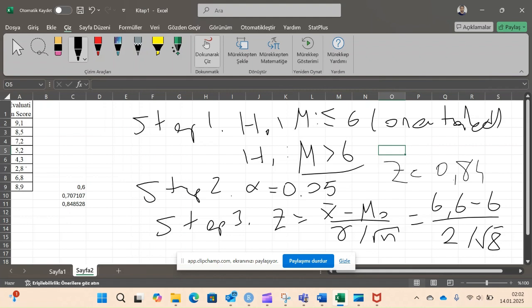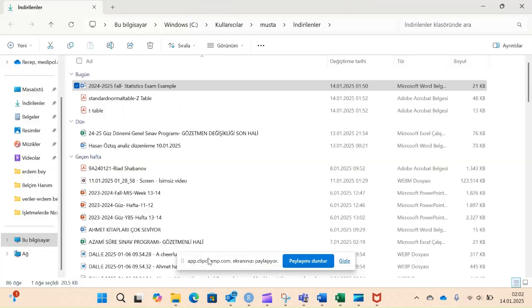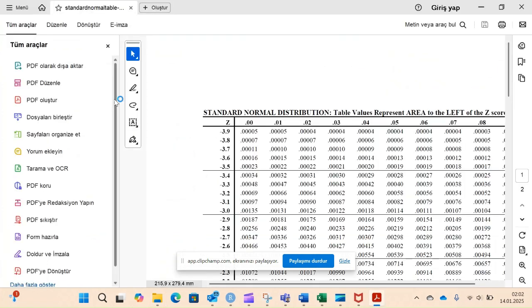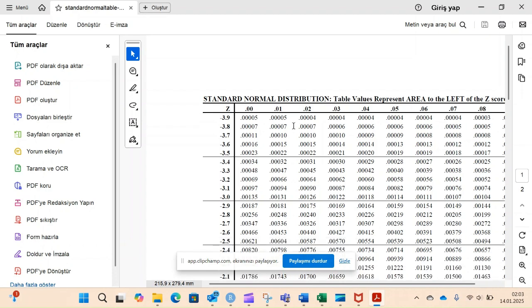You'll check that 0.84 from the Z table. So you will find a p-value and we will find if we can reject the null hypothesis or not. Okay, so let's go to the p-value. Let's open the standard normal Z distribution table.